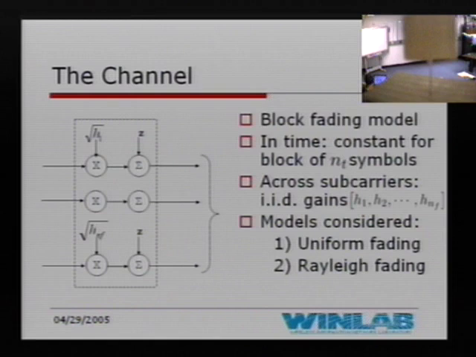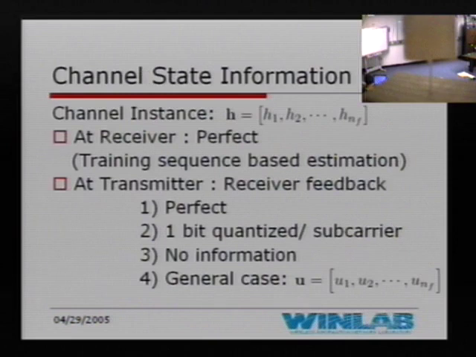Going back to the channel, we assume a block spreading model where the channel is constant for a block of NT symbols along each subcarrier, and across subcarriers we have IID gains H1 to H of NF. The models considered are a uniform fading model and a Rayleigh fading model, which we'll show later on. The channel for any block is given by this vector H1 to H of NF. We assume that the receiver has perfect channel state information throughout this talk, possibly due to some training sequence based estimation. At the transmitter, we have different assumptions.